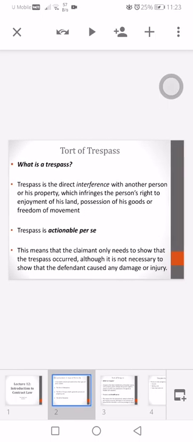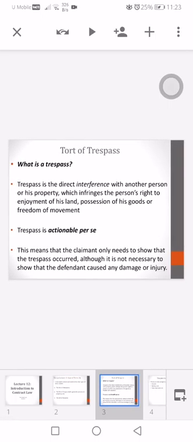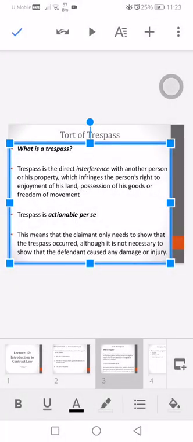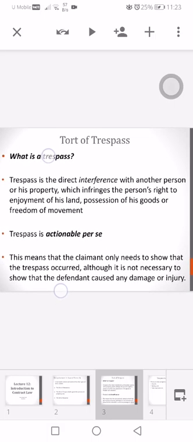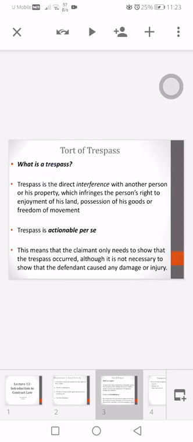In the law of tort, we must know what trespass is. Trespass is the direct interference with another person or his property which infringes the person's right to the enjoyment of his land, possession of his goods, or freedom of movement. So trespass is actionable per se. This means that the claimant only needs to show that the trespass occurred. It is not necessary to show that the defendant caused any damage or injury.